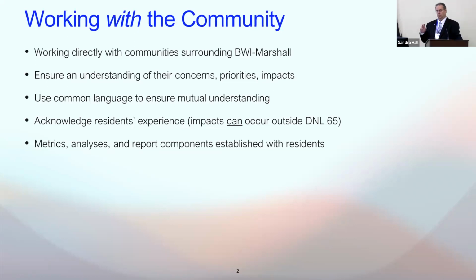We also want to acknowledge that the impact to communities outside of the 65 DNL is real. And the N above metric that we decided we're going to use in this allows people to see that there are impacts, sometimes 75 DNL or 75 decibels and above in an instantaneous reading, that happen to these people that are outside the 65 DNL. So there is impact to them that probably isn't fully captured with the DNL metric. And next slide.